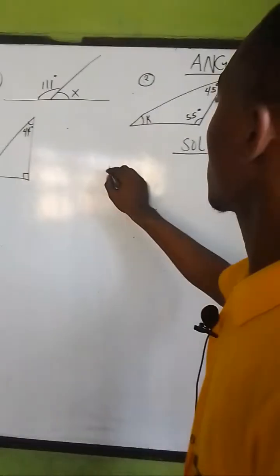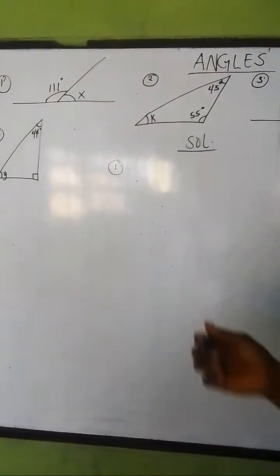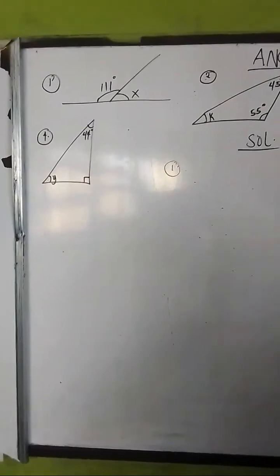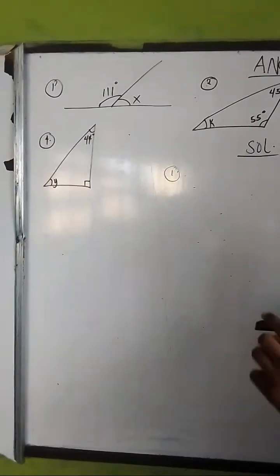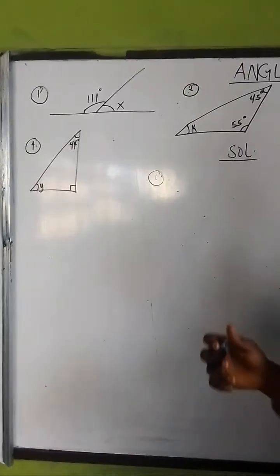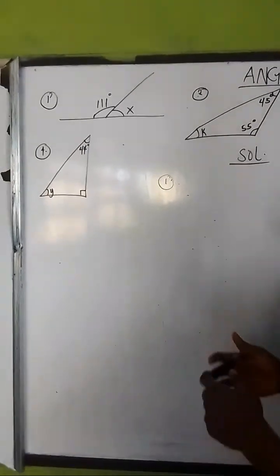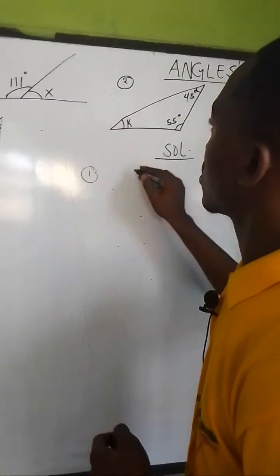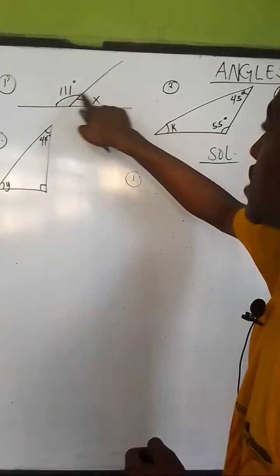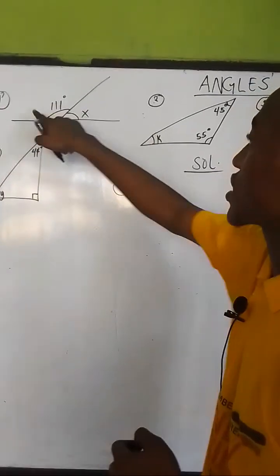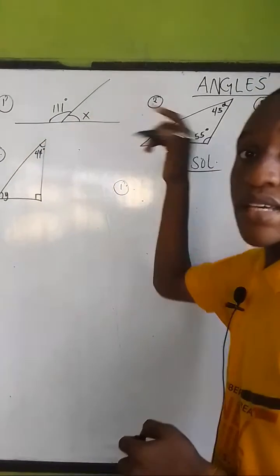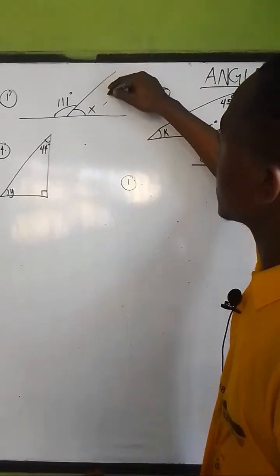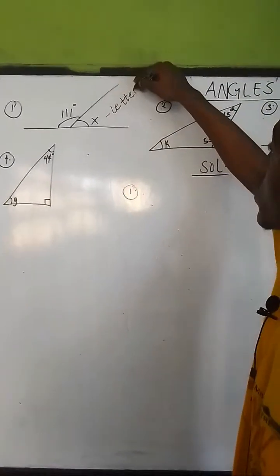So number one, we have angles on a straight line. How do we solve the angle on a straight line? We have to know that the summation of angles on a straight line is equal to 180 degrees. So we say this plus this, these are the angles on the straight line. If we add these two angles together, it gives us 180 degrees, and we are asked to find the letter x here.